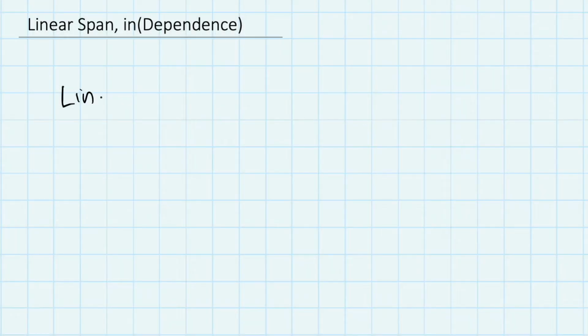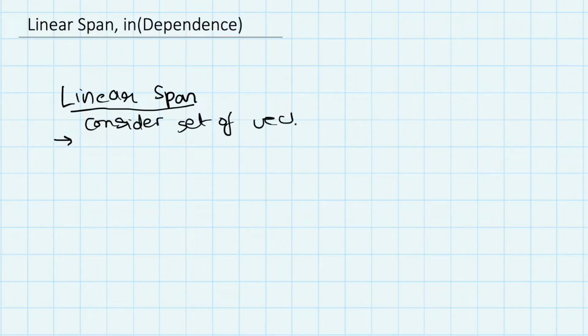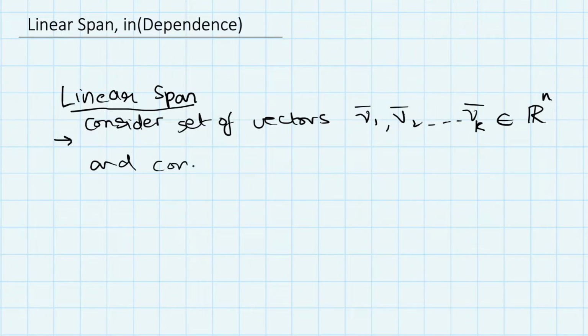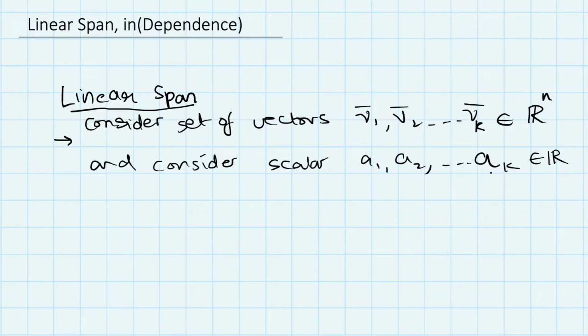So what is this linear span? Let me just write out the definition first. Consider a set of vectors v1, v2 up till vk belonging to, say, Rn, and consider scalar real numbers a1, a2 up till ak belonging to the set of real numbers.